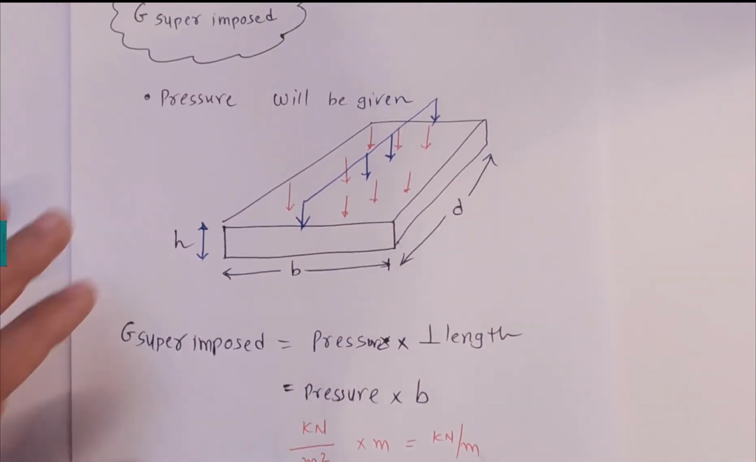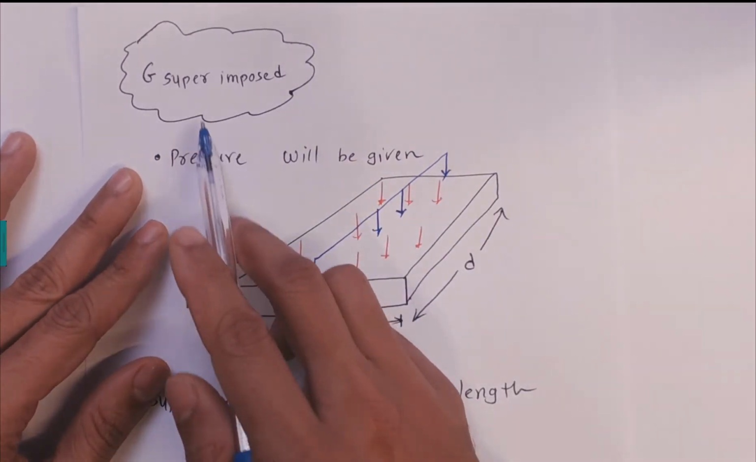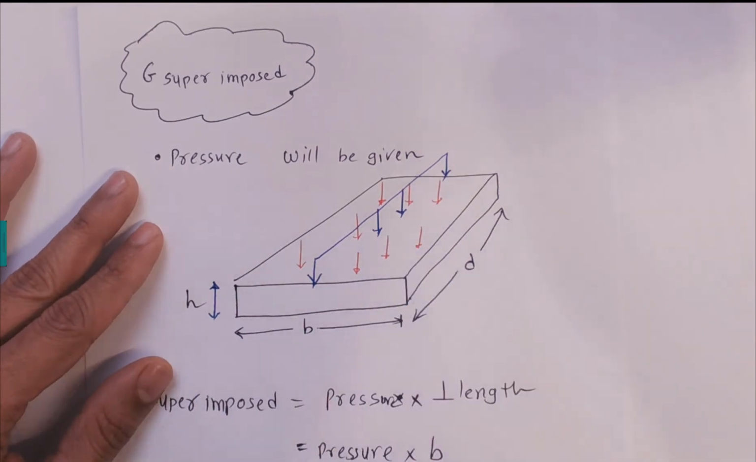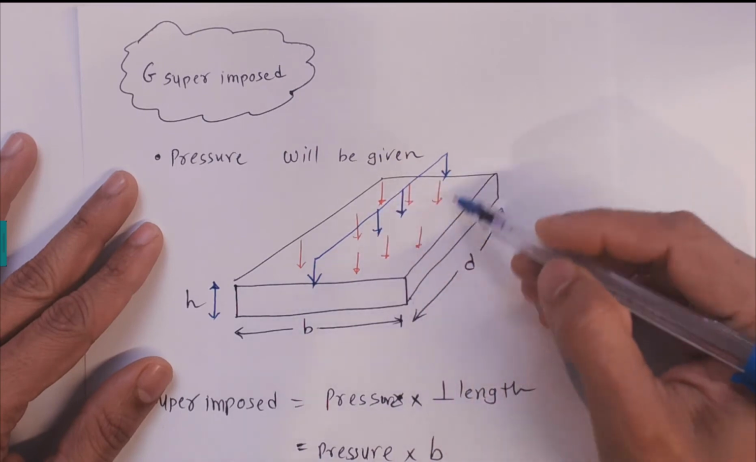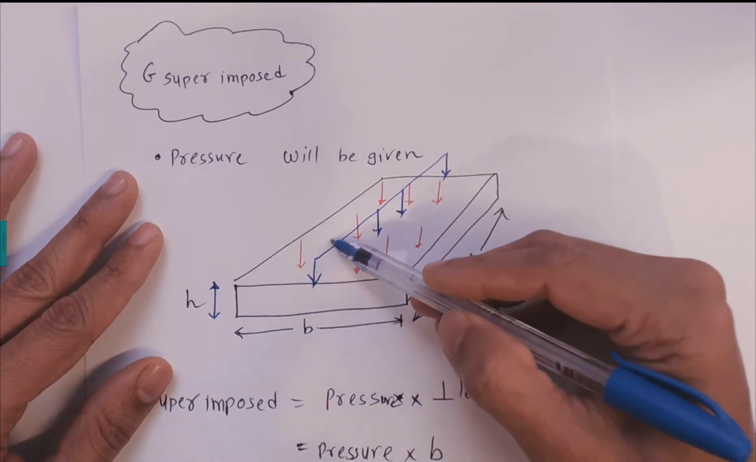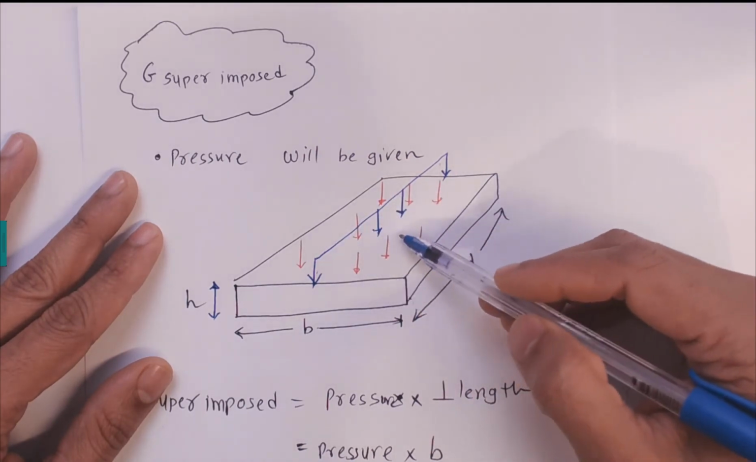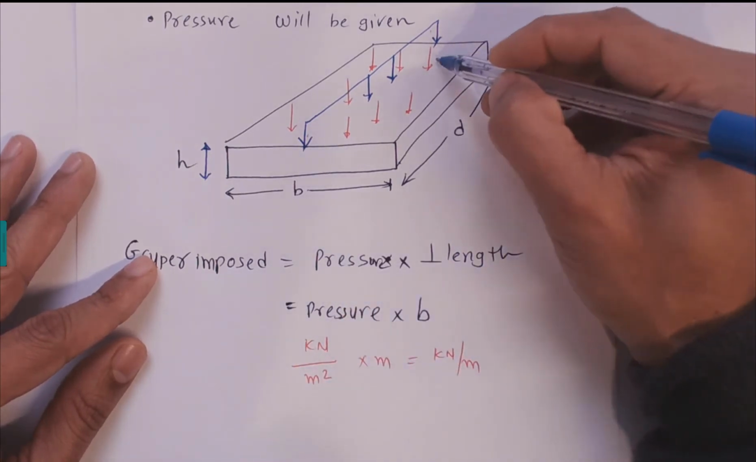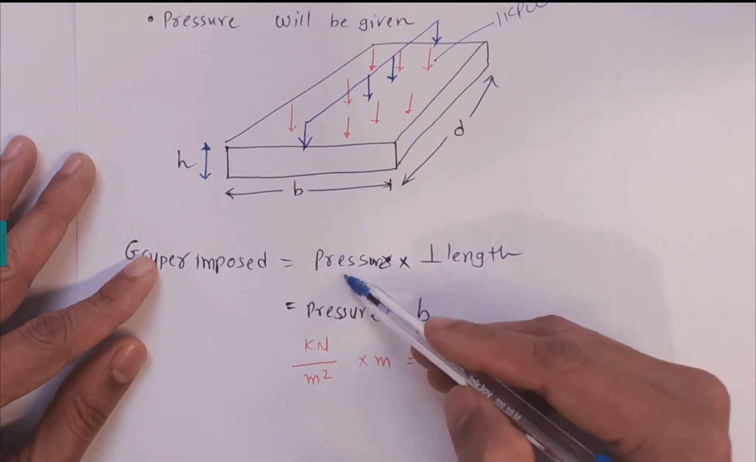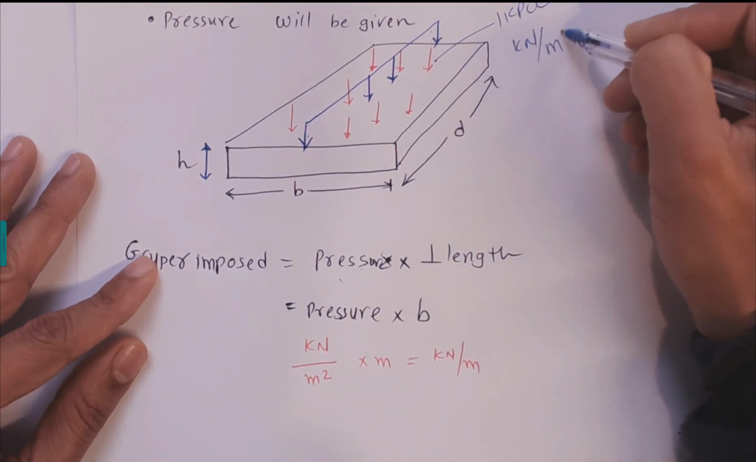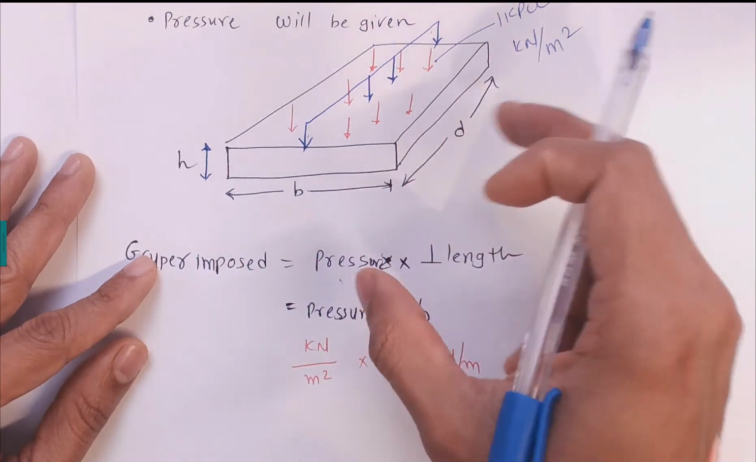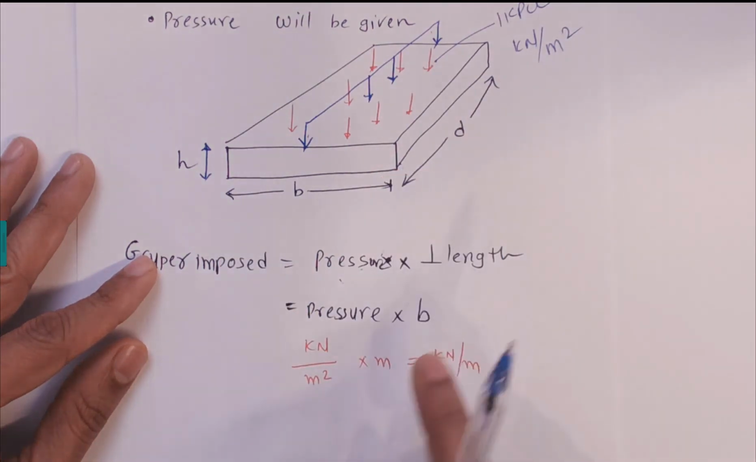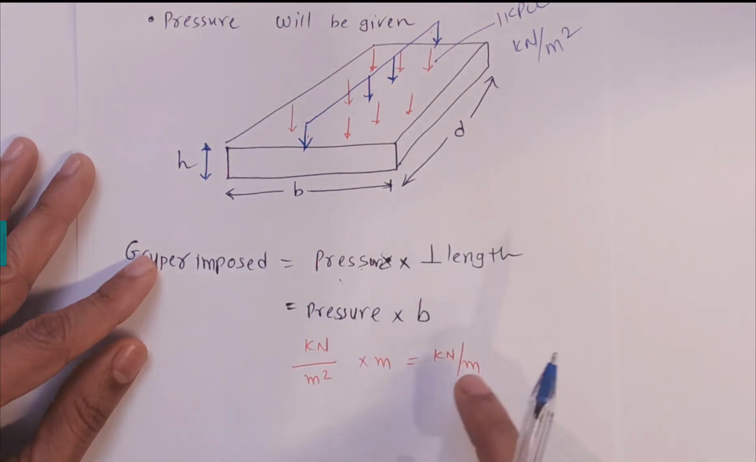Now G superimposed. If I have a superimposed dead load, for example a carpet, how much dead load is applied by the carpet? The carpet has a pressure load, and we can convert the pressure load into the UDL load. So G superimposed is equal to pressure. For example, carpet has 1 kilopascal of pressure, that is kilonewton per meter squared, times the perpendicular length B. We always exclude the length which is parallel to where we want to find the loading, so we take the perpendicular length. Unit-wise, kilonewton per meter squared times meter is equal to kilonewton per meter.